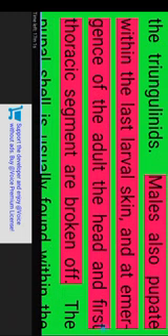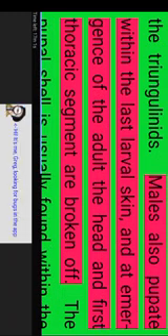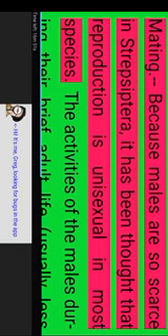Males also pupate within the last larval skin, and at emergence of the adult the head and first thoracic segment are broken off. The pupal shell is usually found within the larval exuvia. Clausen 1940-1962. Mating. Because males are so scarce in Strepsiptera, it has been thought that reproduction is unisexual in most species. The activities of the males during their brief adult life, usually less than 1 day, are of interest, because they are greatly attracted to the host insects, and the finding of a host is followed by a search for the female parasitoid. Attempts at mating were noted in several species, and Pierce 1909, 1911, 1918 noted several instances where this was seemingly successful. Smith and Ham 1914 concluded that fertilization cannot take place, however.